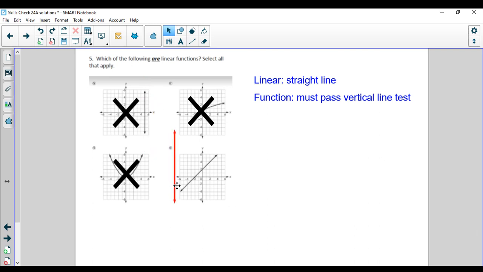If I use my vertical line test down here, I can see that my graph of the black line only touches the red line once every time I move it over. So that means that this is the correct answer.